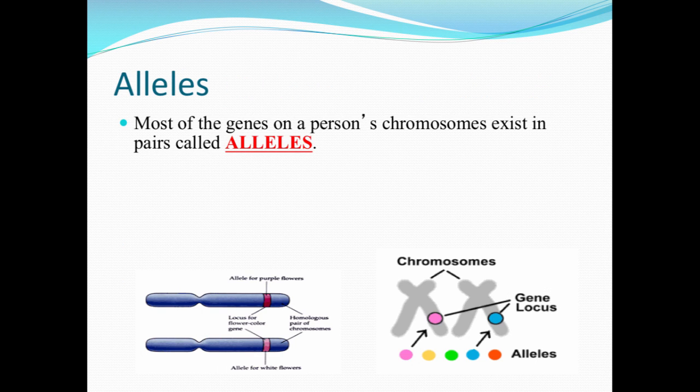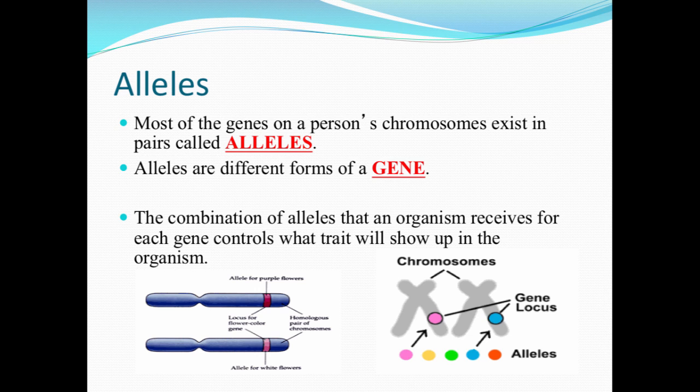So let's talk about alleles. Most of the genes of a person in the chromosome come in pairs, which we call an allele. Alleles are different forms of a gene. So you can have a dominant allele or a recessive allele. So each gene is made up of 2 alleles. So you know when we write things for Punnett Squares, we're like capital R, little r. The capital R is an allele, the little r is an allele. Big R, little r together is a gene. The combination of the alleles of that organism is what helps to show the trait for the organism.